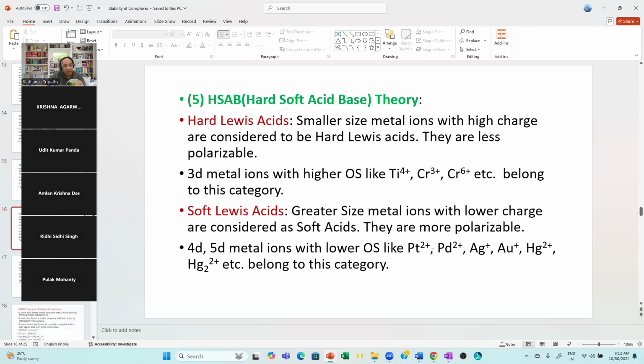But another interesting theory is HSAB theory, called hard and soft acid base theory. That is a different theory. Neither is it Lewis theory nor Bronsted theory. It is something different, I'll tell you, but it is under Lewis. It is a variation of Lewis theory.